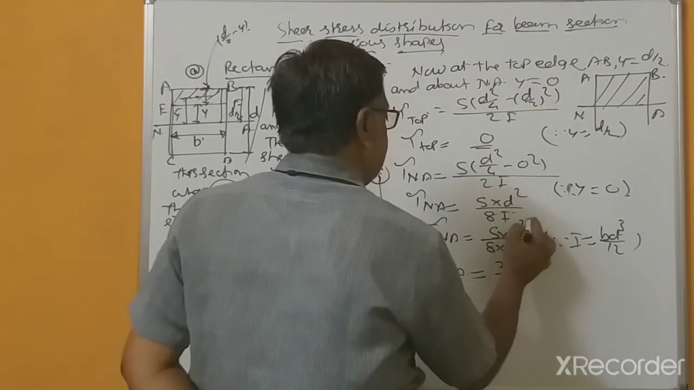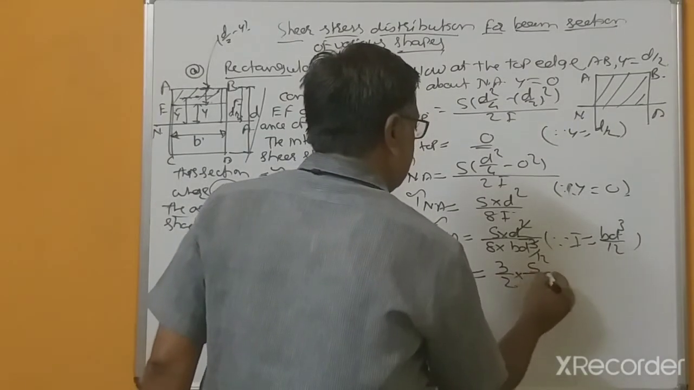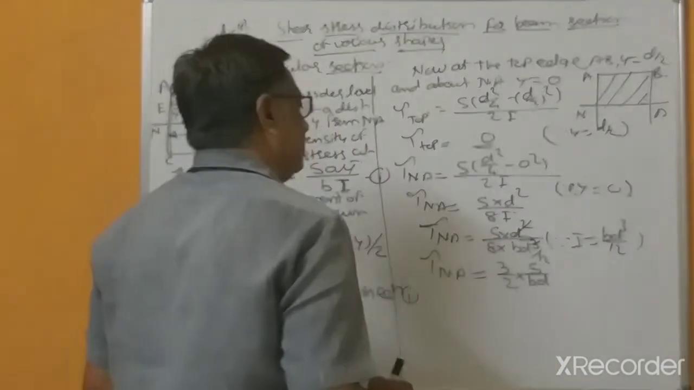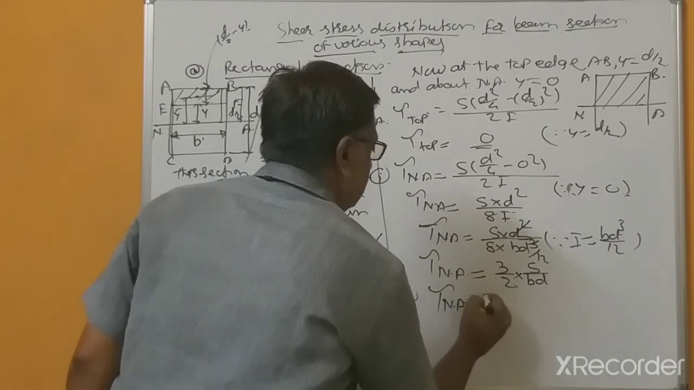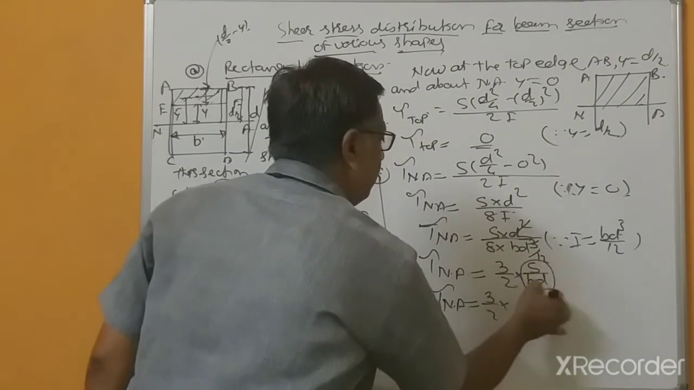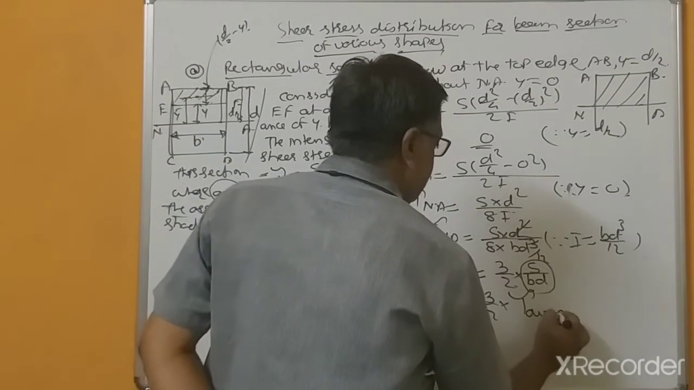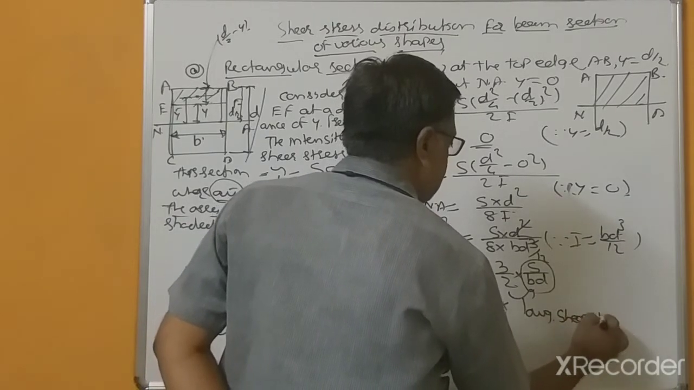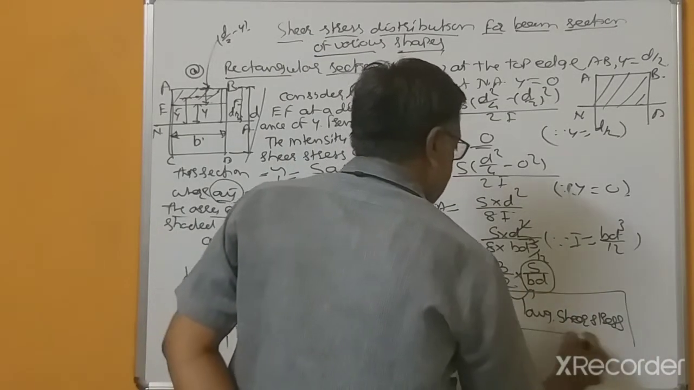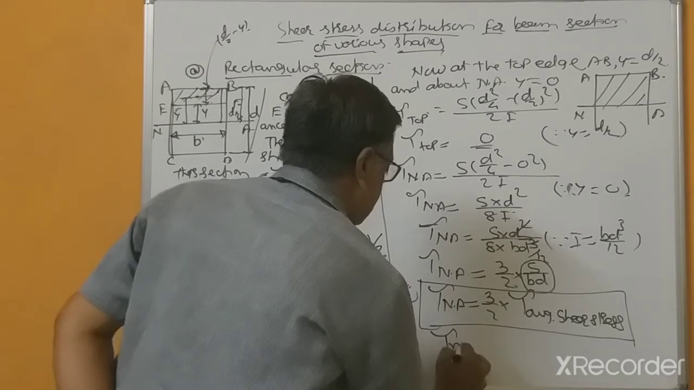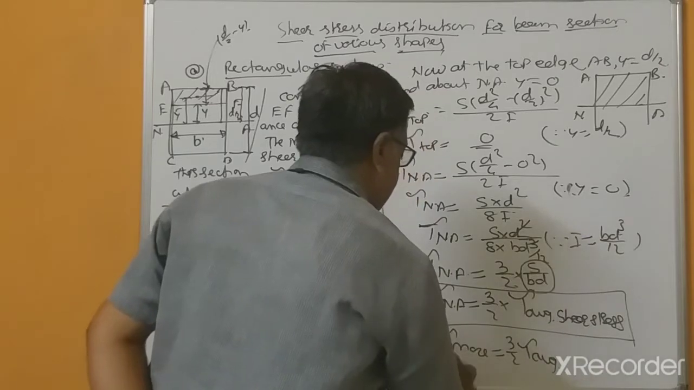So this will get cancelled. S divided by BD. Or this is nothing but S by BD. This is average shear stress. So this is an important relation. Or tau max equal to 3 by 2 times the average shear stress.